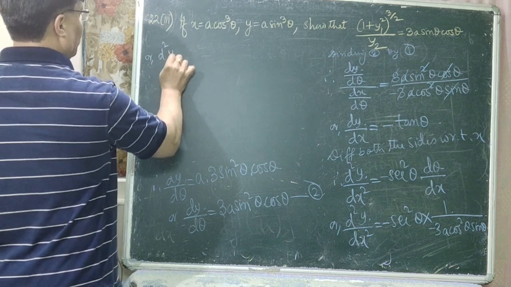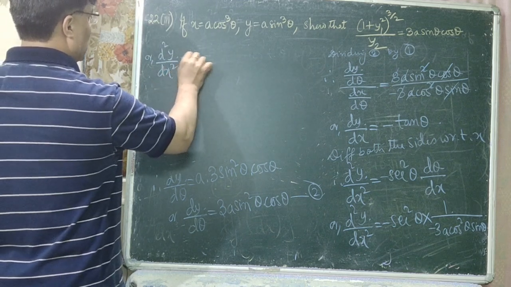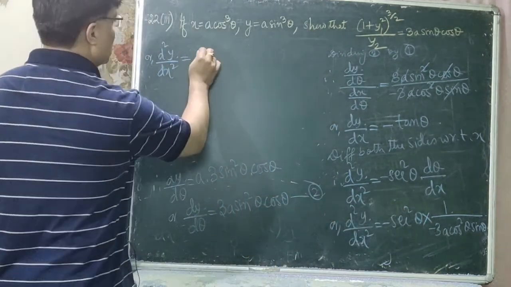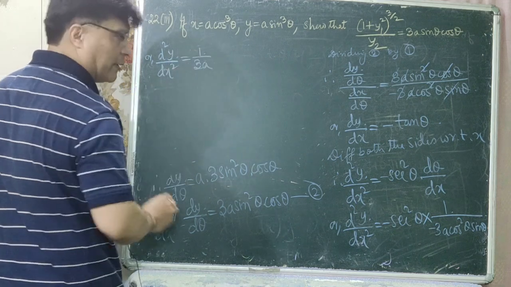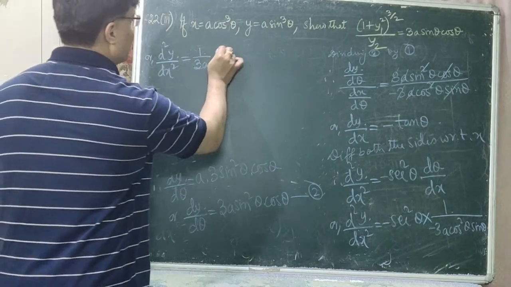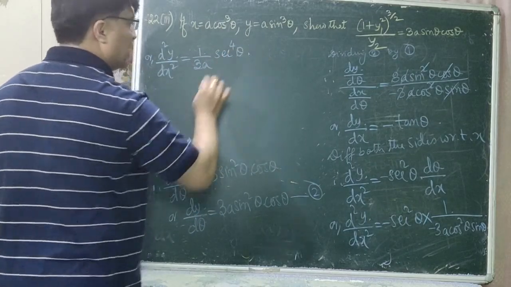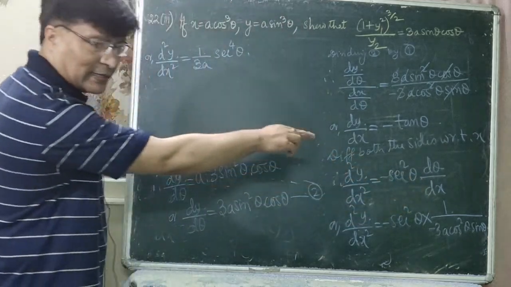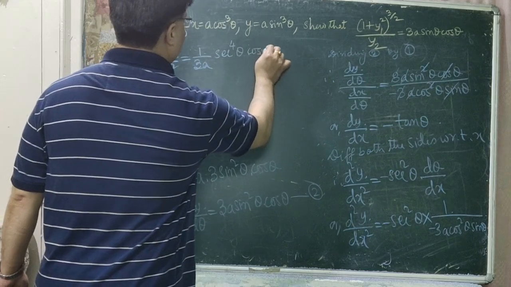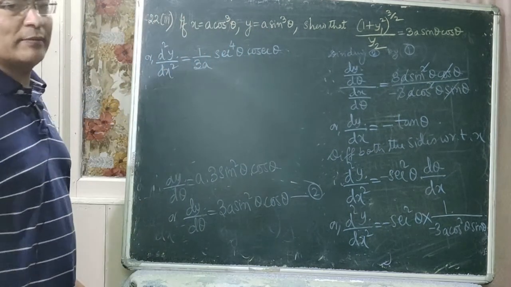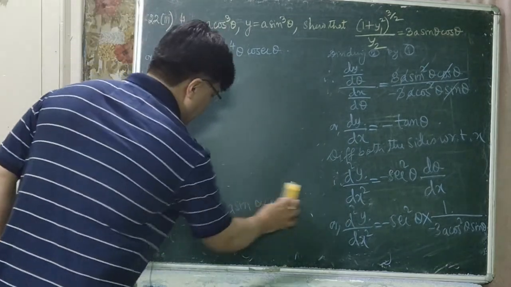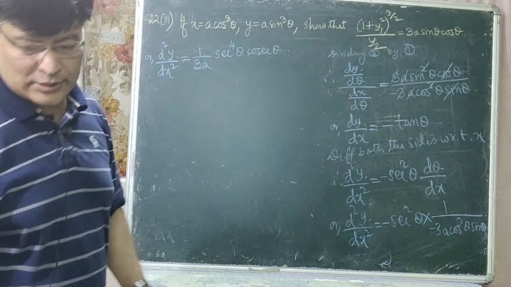So d2y by dx square is equal to, how much is it now? Minus into minus is plus, 1 upon 3a, right? 1 by cos square theta is sec square theta, sec square into sec square is sec to the power 4 theta, into, what is 1 by sin theta? It is cosec theta. So is that clear now? So we have got the value for d2y by dx square, or y2. Now let us prove this LHS is equal to RHS.